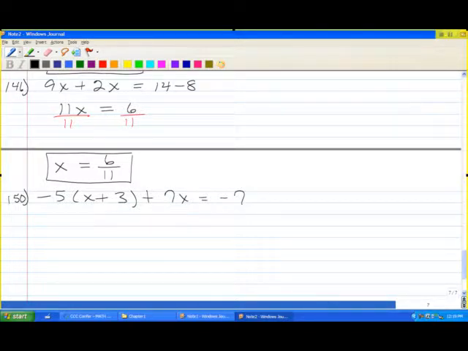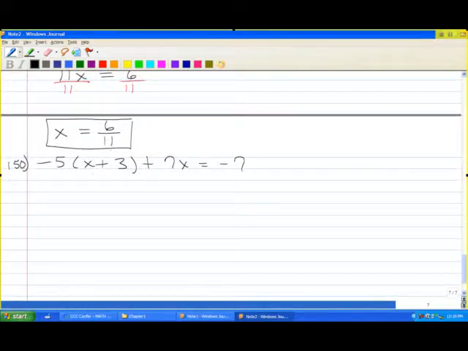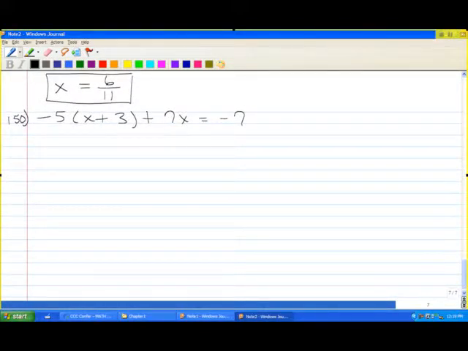Okay, so in exercises 147 to 160, use the distributive property to solve the equation. So let me multiply the negative 5 inside the parentheses. And so I get negative 5x minus 15 plus 7x equals negative 7. And so 7x minus 5x is 2x.